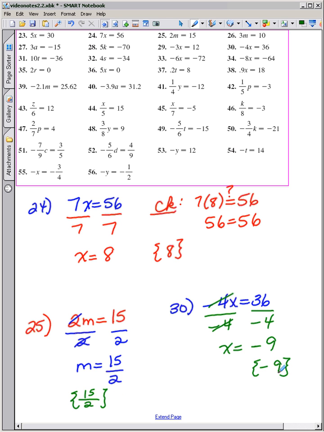Okay? What about number 34? Negative 8x is equal to negative 64. We divide both sides by negative 8. Notice here that we would get x is equal to negative divided by negative is a positive. So really the tricky thing here is remember your signs.